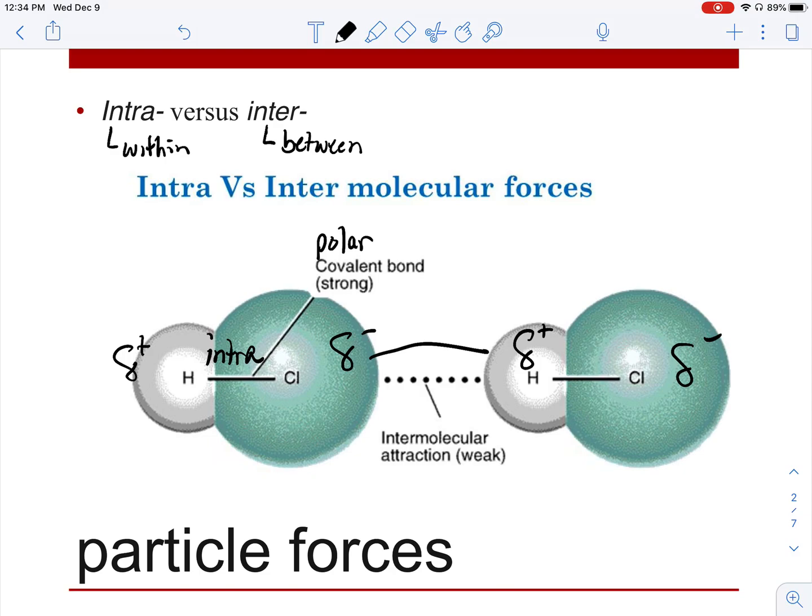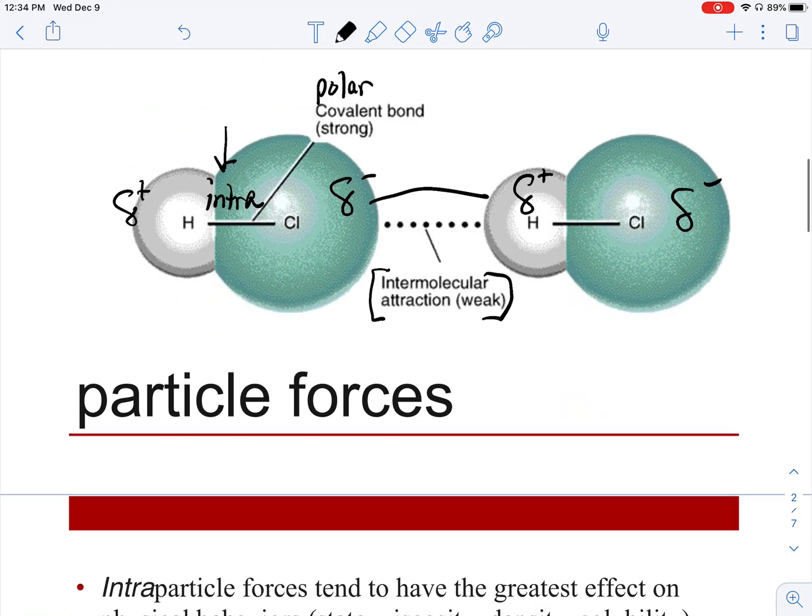So this is a force that happens from one molecule of HCl to the other molecule of HCl. So this is what we'd call an intermolecular and interparticle attraction. So the internal bonding, the intraparticle bonds, really define the substance. They define its reactivity, whereas the intermolecular forces are going to mostly define the physical behavior.